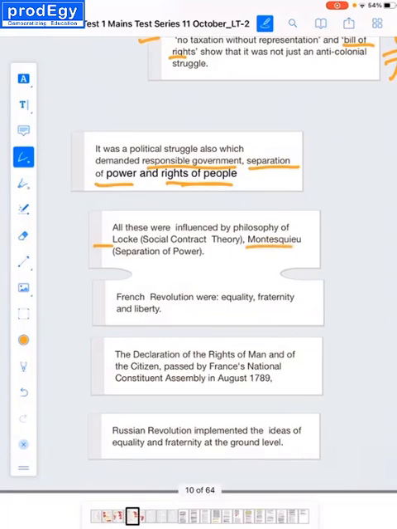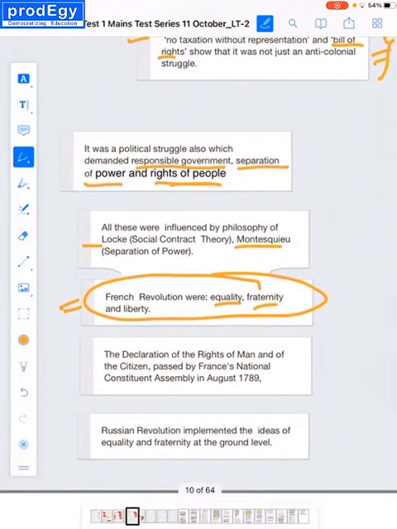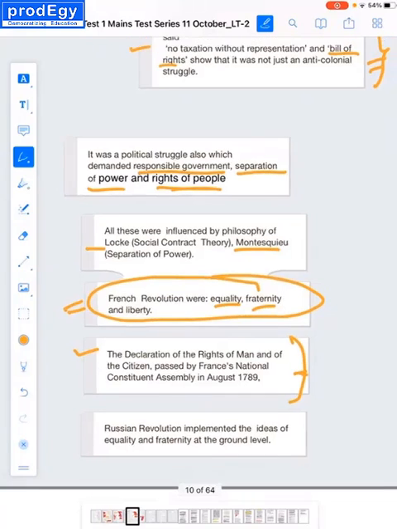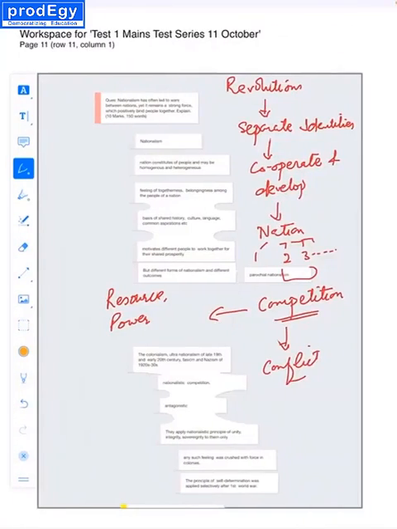Different thinkers like Locke and Montesquieu provided these concepts. The basic philosophy behind the French Revolution was liberty, equality and fraternity. And all these were reflected in the Declaration of the Rights of Man and Citizen passed by France's National Constituent Assembly in 1789. However, the Russian Revolution focused more on equality and fraternity at the ground level.